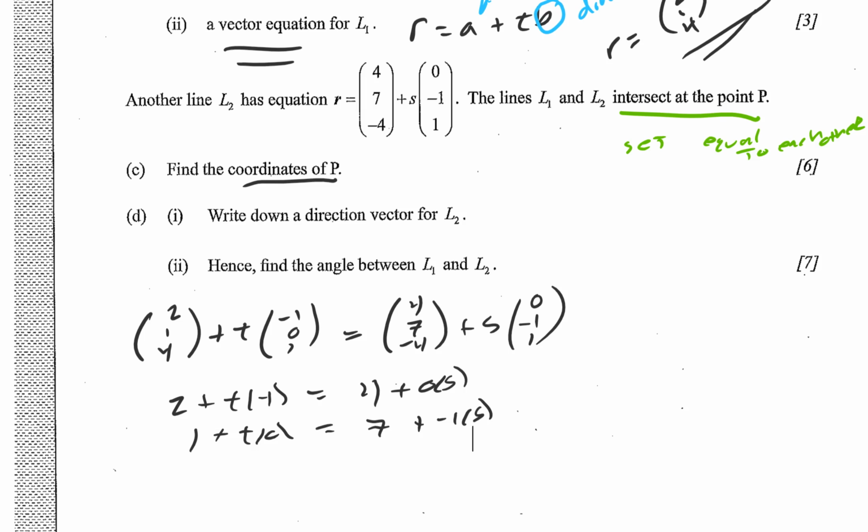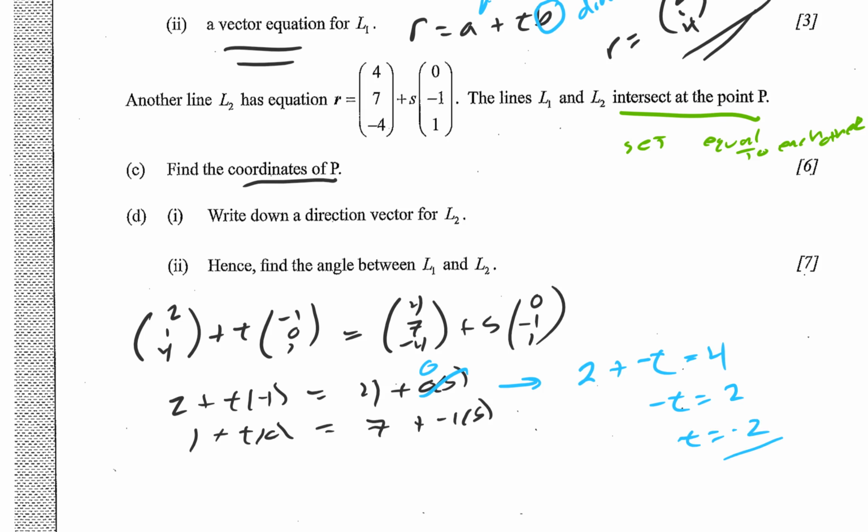And in this case, we're actually lucky. If you notice here, 0 times S is just going to be 0. So if I solve the top one, I'm just going to get this: 2 plus -T equals 4. So I can solve this for T pretty easily. -T equals 2, T equals -2.